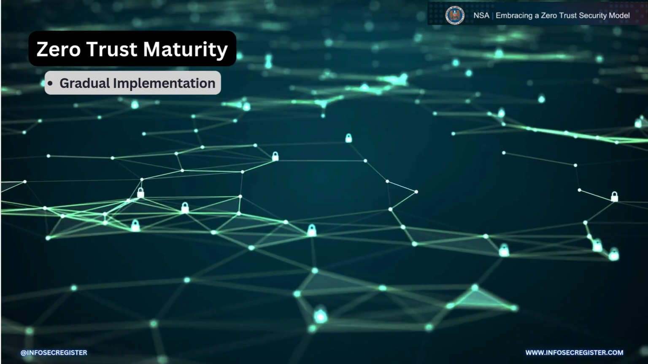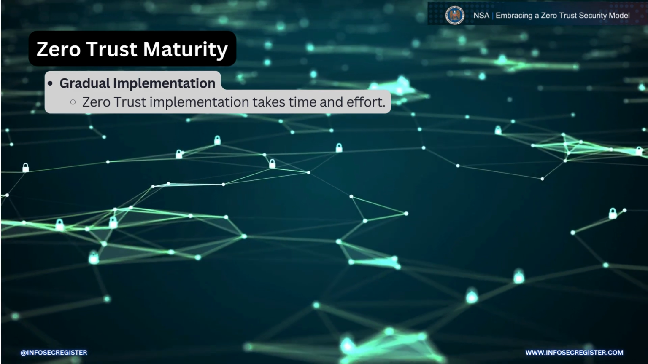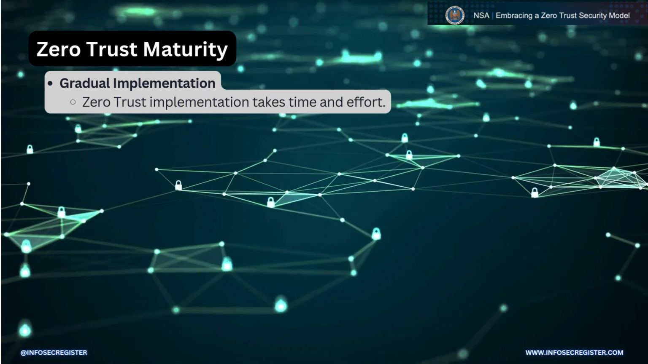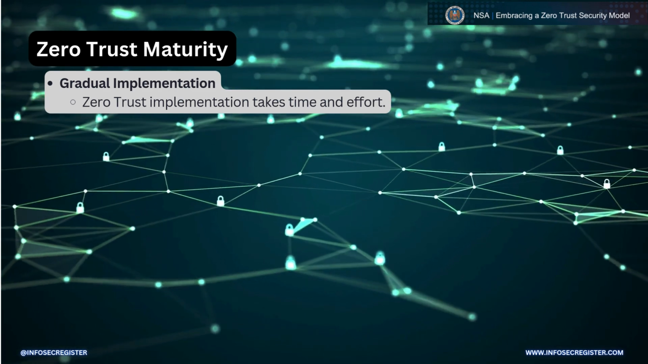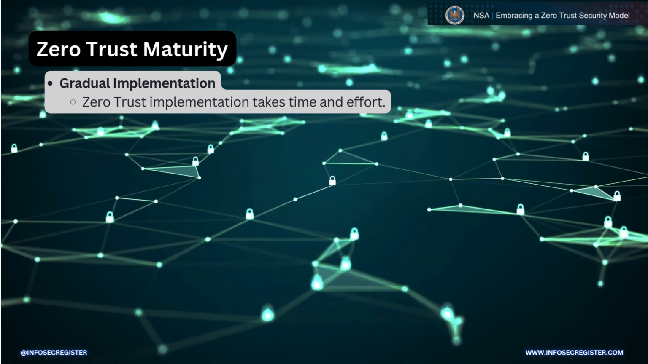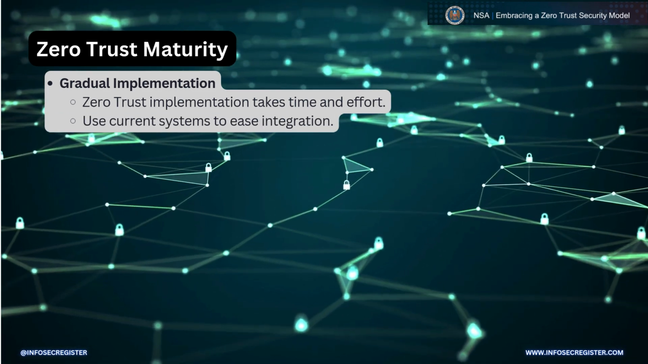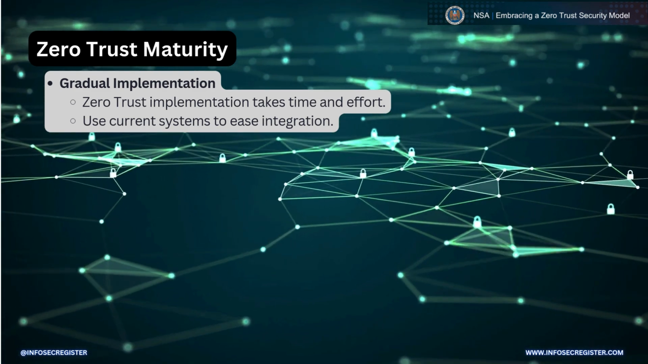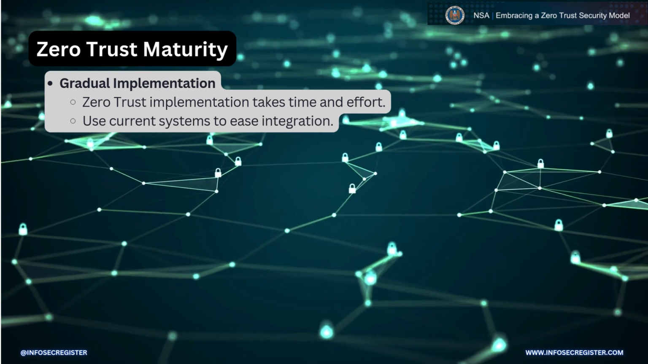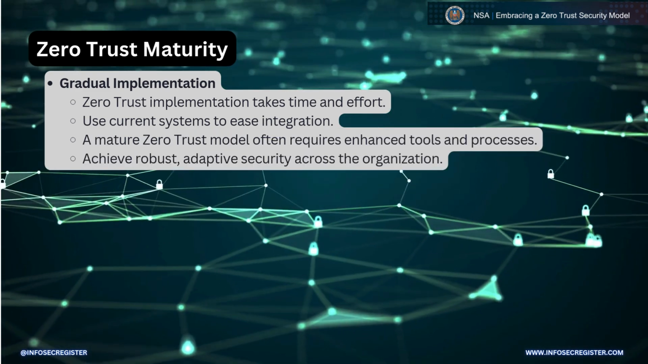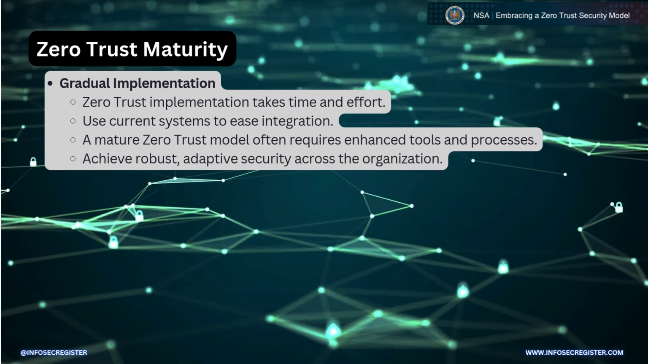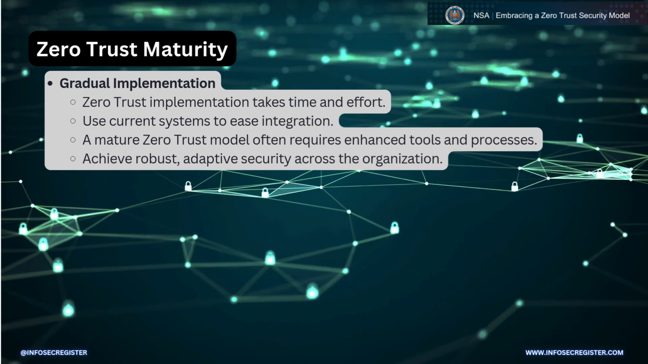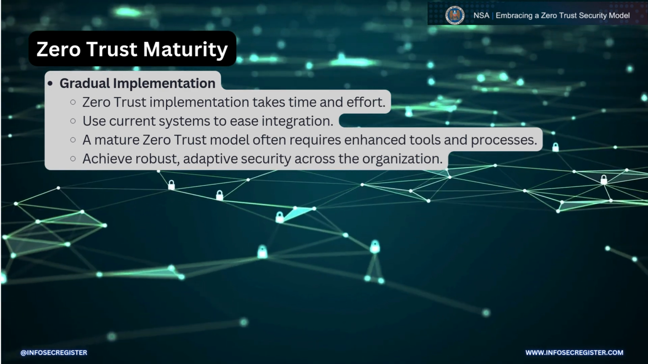First, gradual implementation. Implementing a zero-trust architecture is not an overnight task. It requires significant time and effort to develop and integrate the necessary capabilities effectively. Fortunately, many organizations can leverage their existing infrastructure to incorporate zero-trust concepts, which eases the transition. However, moving toward a mature zero-trust architecture often necessitates additional capabilities to fully realize the benefits of this model.